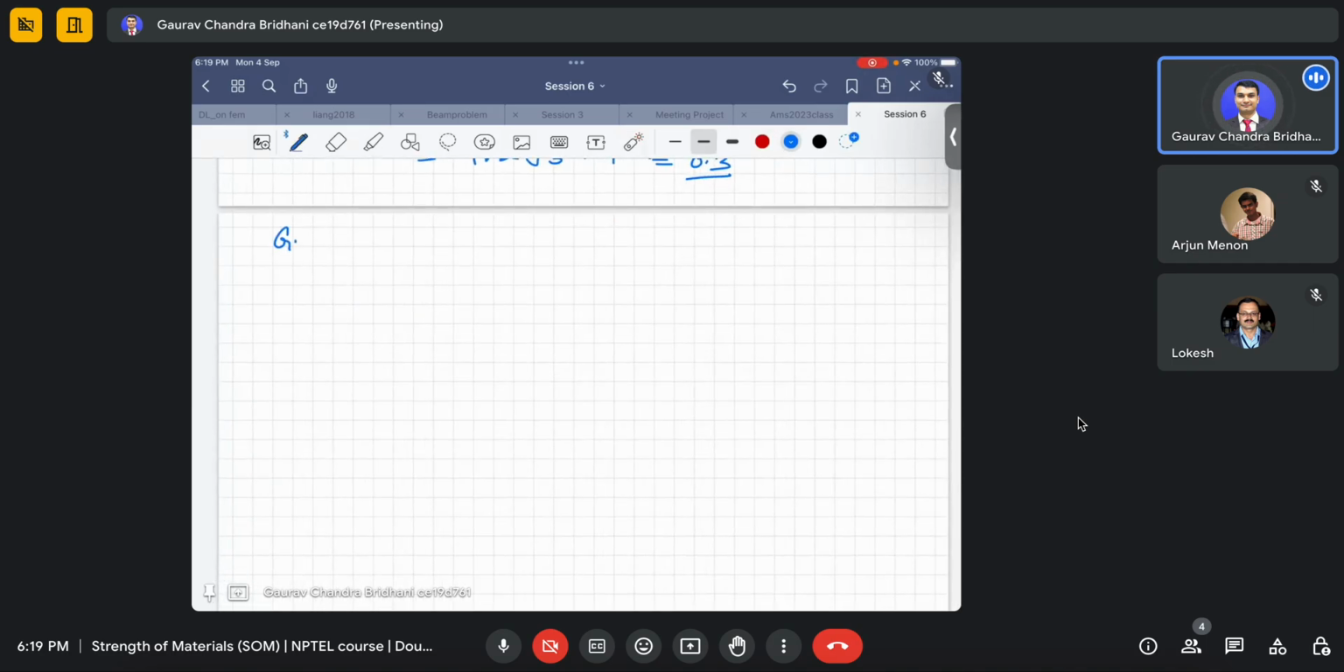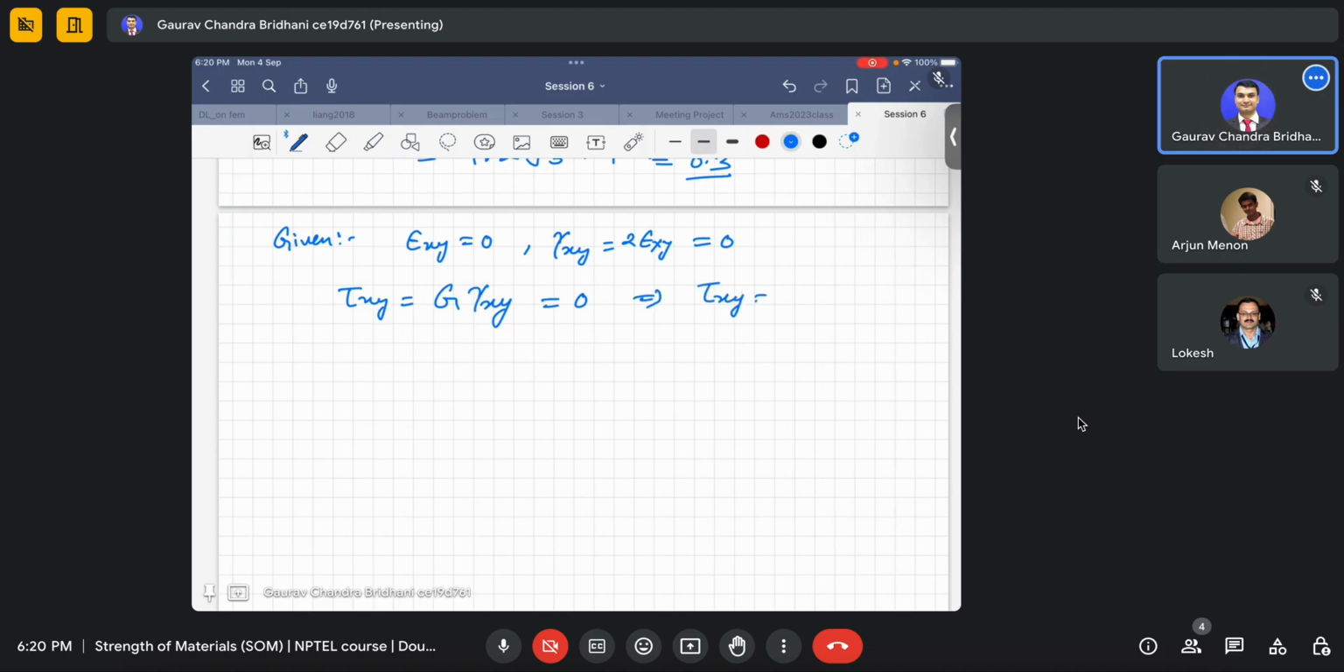What is given is actually epsilon xy is 0, because we know that in tensor representation we put strain as epsilon, not gamma, but we know that gamma xy is twice of epsilon xy. That means gamma xy is also 0. So we know the relationship tau xy is G times gamma xy. We just saw that, so that will be also 0. Hence we found that tau xy will be 0.